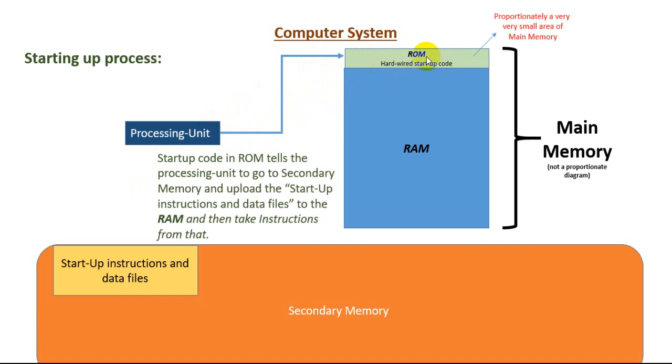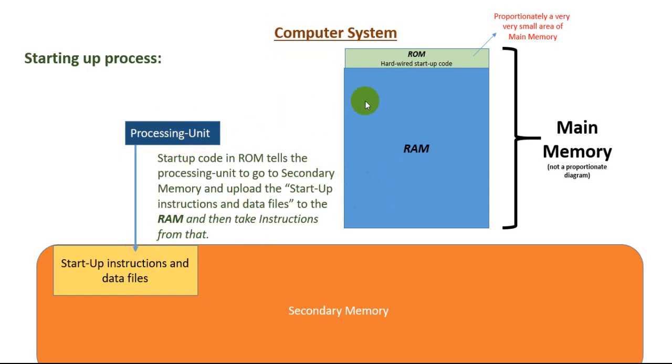The startup code in ROM tells the processing unit to go to the secondary memory and upload the startup instructions and data files, that is this one, to the RAM, and then take instructions from that. So basically it's trying to load this into RAM, and from that point on the processing unit will take instructions from that, because the processing unit cannot work directly from here. That is why it needs to first load it into the RAM and then proceed from there. So let's see that.